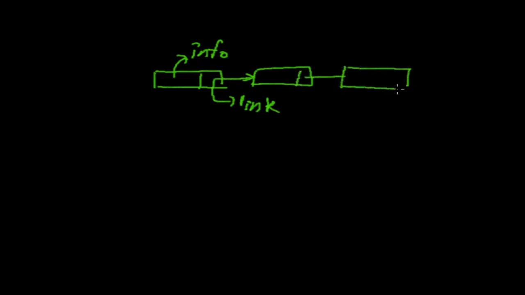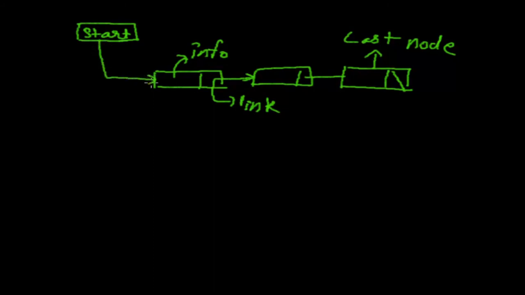And if the address part is null, it means this node is not pointing to some other node. Means the link part of this node is not pointing to some other node. Means this is the last node. Now the pointer which points to the first node is called the start node. So this is our singly linked list. Now how to implement this programmatically, we will check it now.